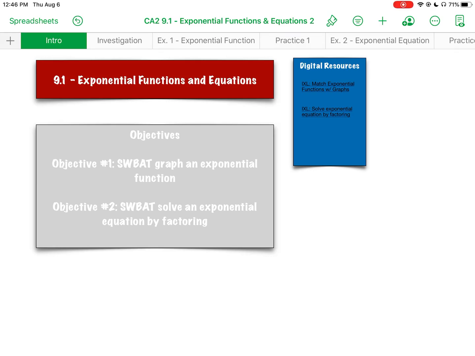What's up, everyone? We're starting chapter 9 today, and this is a chapter on exponential and logarithmic functions. Here in 9.1, we're just going to look at what the graph of an exponential function looks like, as well as how to solve some basic exponential equations.